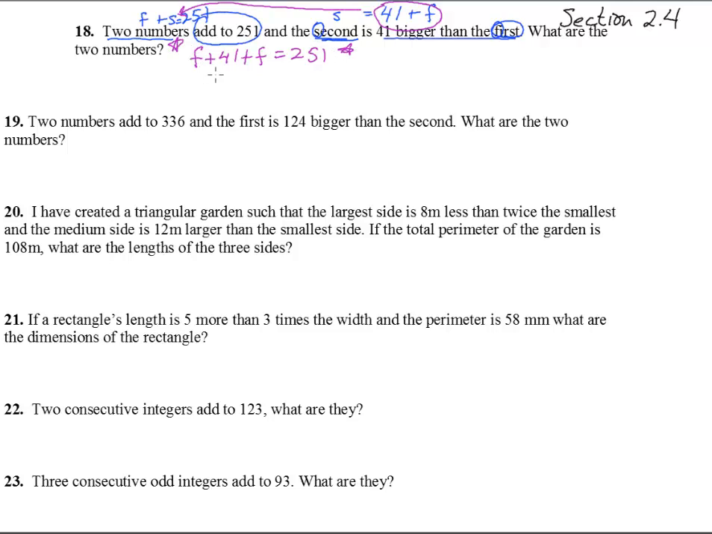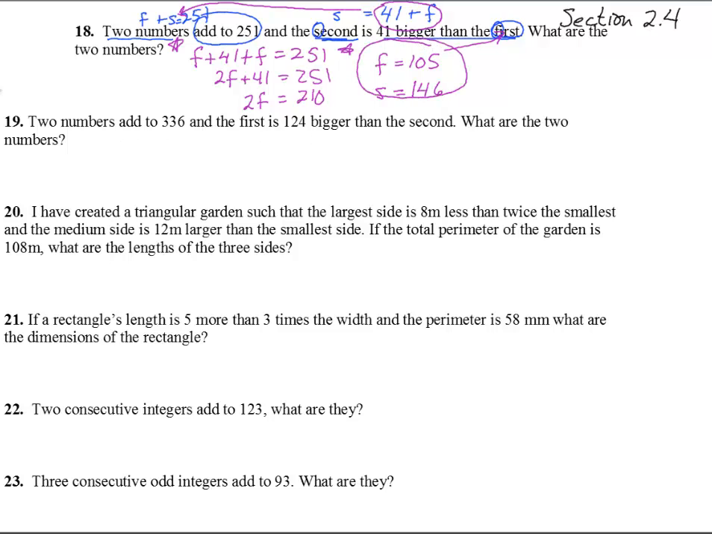We can solve this guy because we have 2F plus 41 equals 251. Subtract 41 from both sides, and we get 2F equals 210. F is 105. So the first number right here is 105. And now the second is 41 bigger than F. So the second equals 41 bigger than that, which is 146. If you look at them, they add to 251, and the second is 41 bigger than the first. Those are your two numbers.